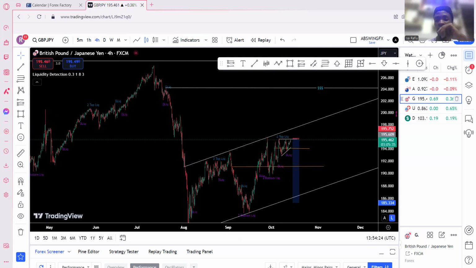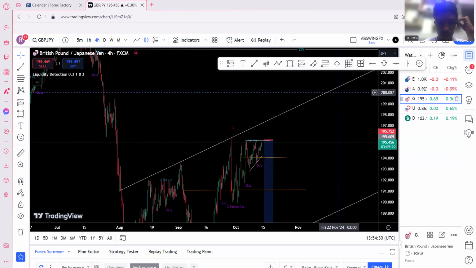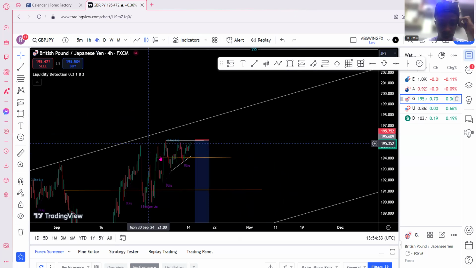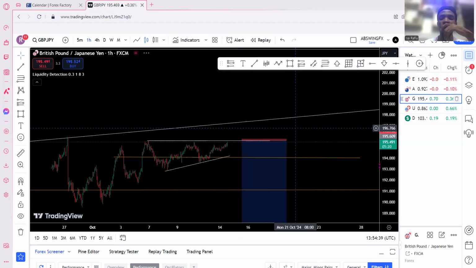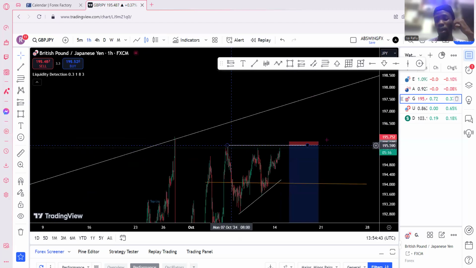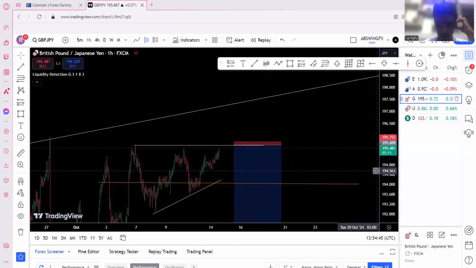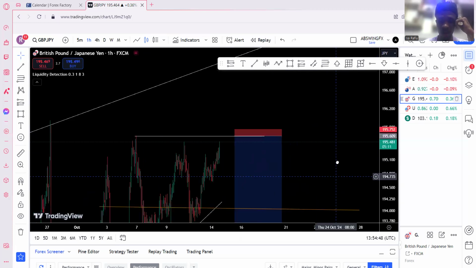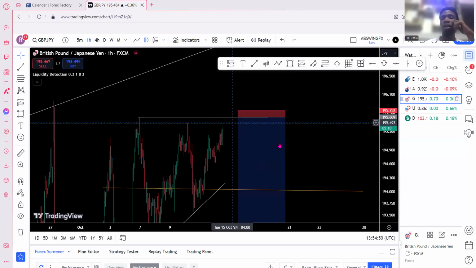Now let's go to the last one. I will set my alarm regarding this. So for the 1 hour, we are still waiting around this area, to pick the liquidity and give us a good entry to start selling.